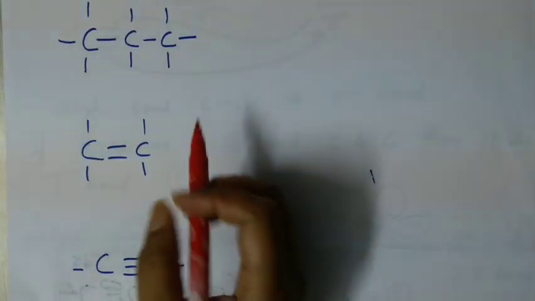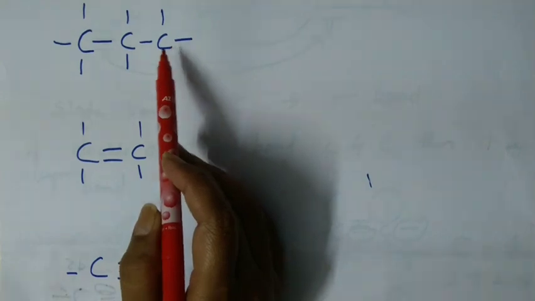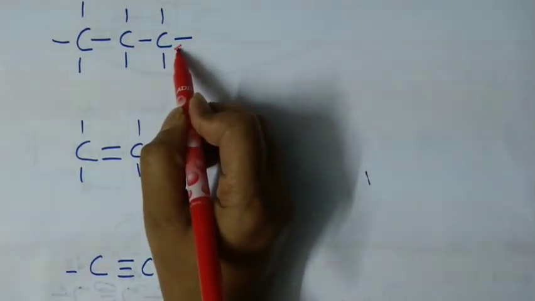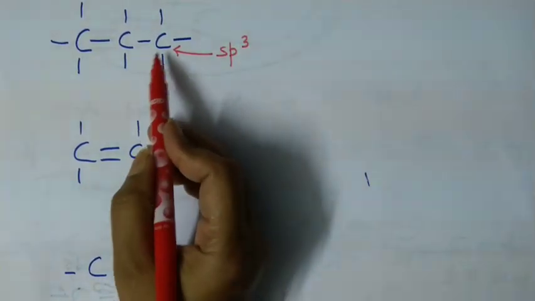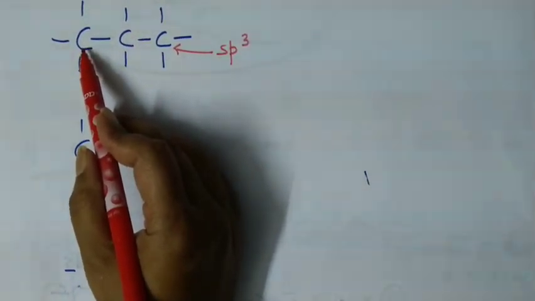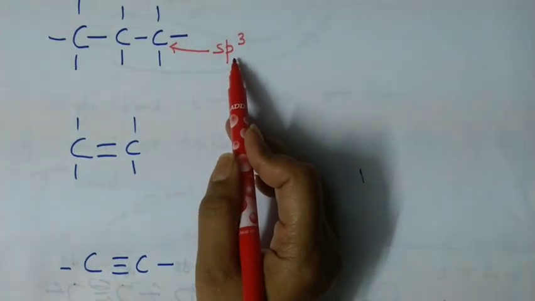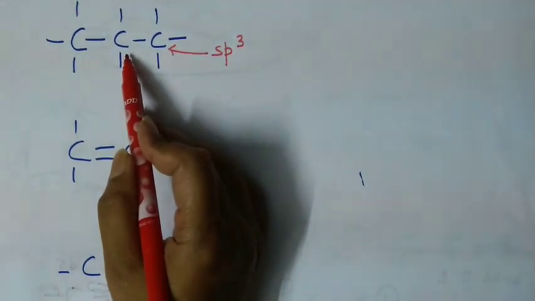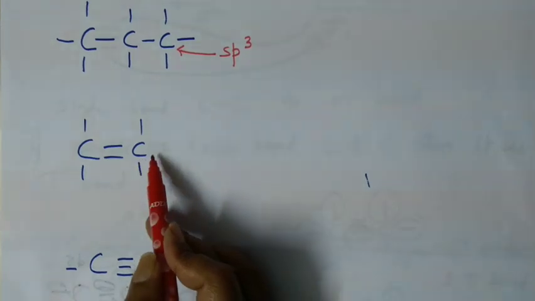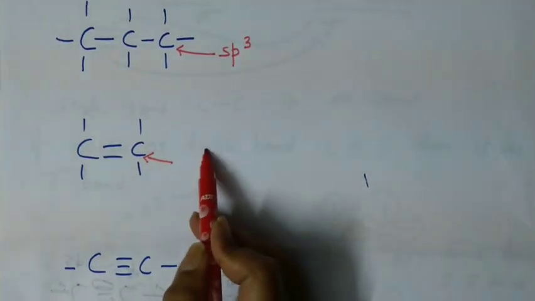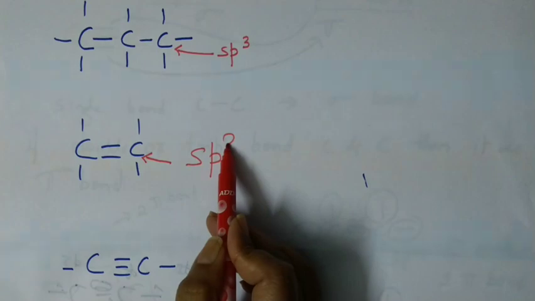Now, if you have carbon-carbon single bond here, can you see everywhere you have single bond between carbon and carbon? Then I will say that the hybridization of the carbon is sp3. So if you have carbon-carbon single bond, then what is the hybridization? sp3. How about this one? It is sp3. How about this? It is sp3. Suppose if you have double bond between carbon and carbon, then the carbon is said to be sp2 hybridized.